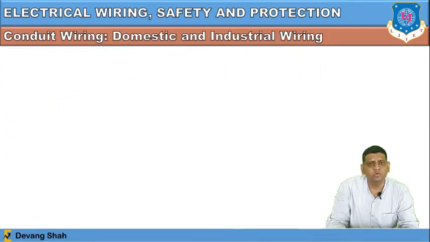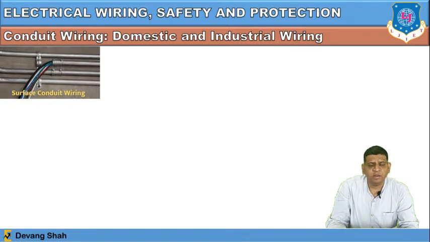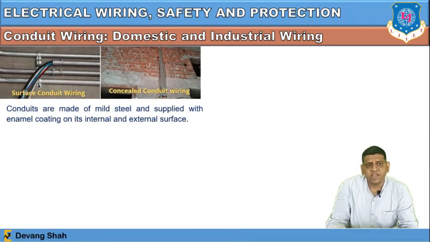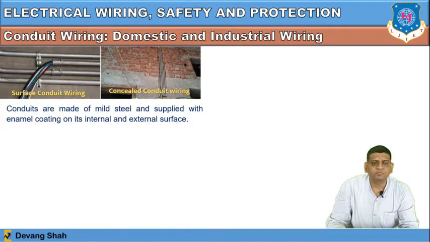Nowadays we are using conduit wiring, where there are two kinds of conduit wiring. One is surface conduit wiring and another one is concealed conduit wiring. Now this kind of conduit wiring is made up of mild steel and supplied with an enamel coating on its internal and external surfaces. So basically they are mild steel pipes, and those pipes will carry the electrical wires, right, and are coated with a specific material on the inner and outer surfaces.